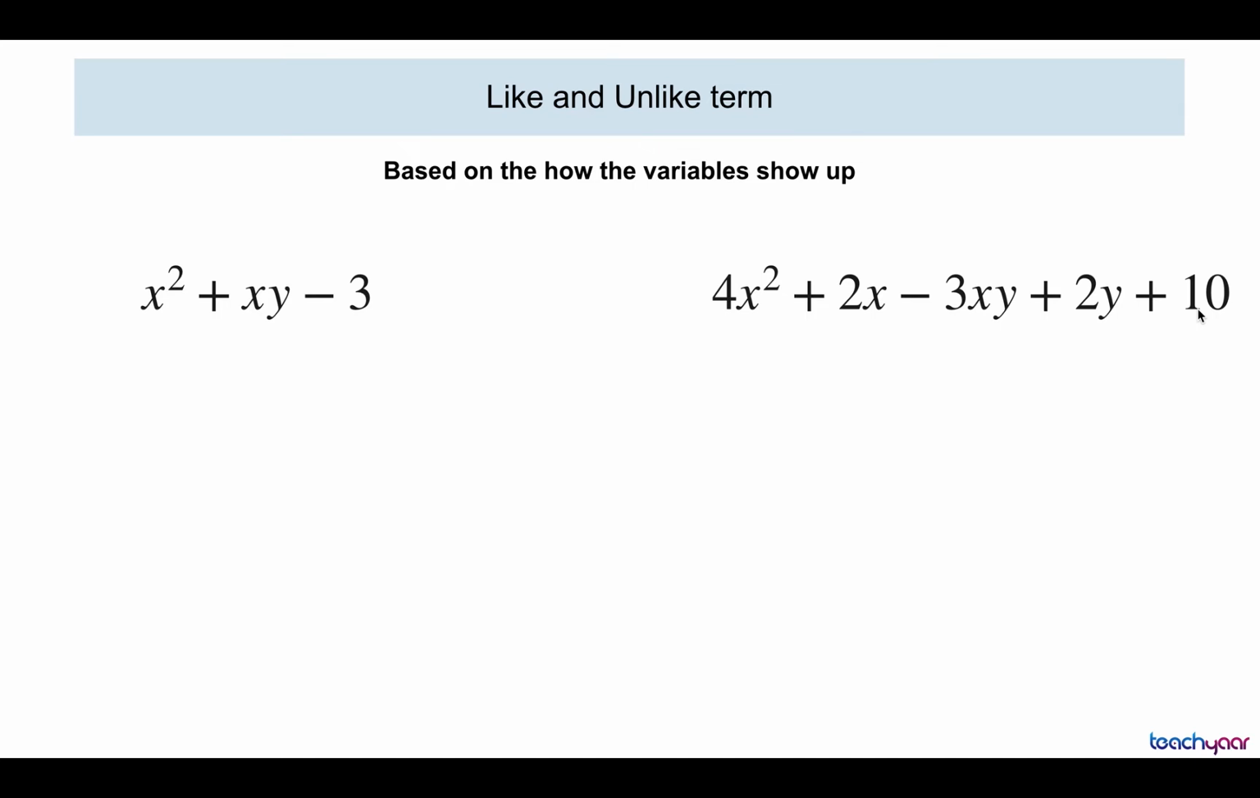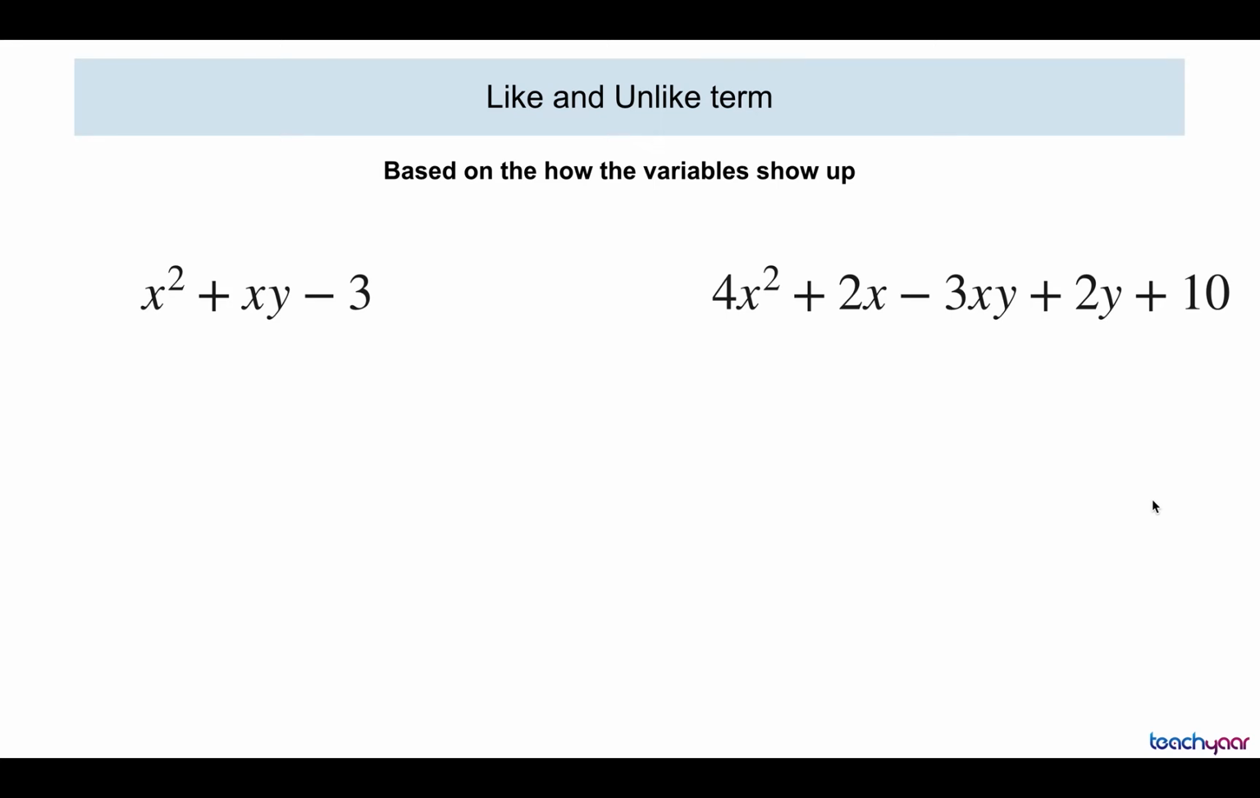So logically, what do you mean by like terms? Simple, right? Terms that have the same variable combination are like terms. So x square and 4x square are like terms. xy and minus 3xy are like terms, because you take the coefficient out, the coefficient might be different, but the variable combination is the same. Now yx is also the same as xy, so the variables can be ordered differently. And then the constant terms are like terms. Minus 3 and 10 are both constant terms, so they are like terms.